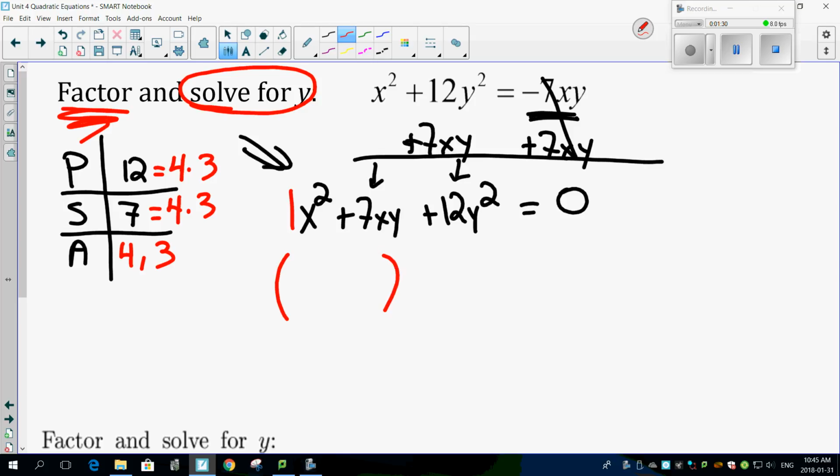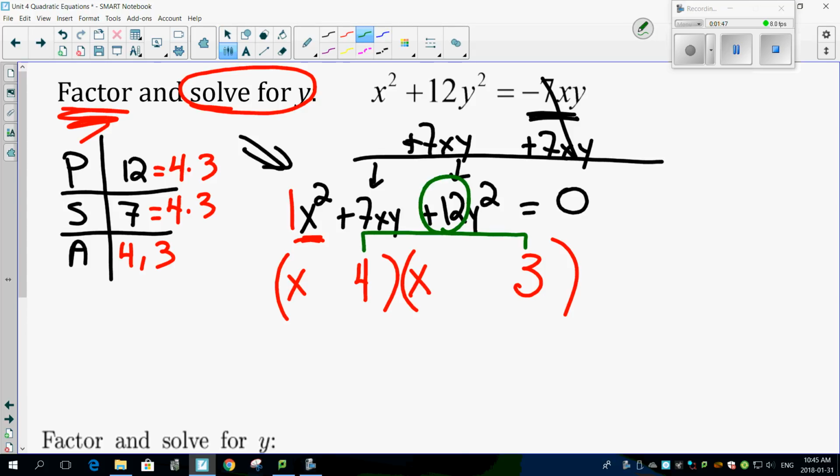So how do I write this out? I know that this is going to be a 4 here. I know this is going to be a 3 here. And I know that this is going to be an x and an x. But where do the y's come from? Well, think about it. 4 times 3 has to give you 12. Well, how do you get 12y squared? Simple. Make this a y, make that a y. And the fact that both of them are positive, watch what happens when I FOIL this.